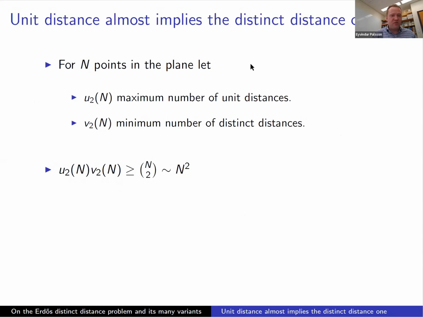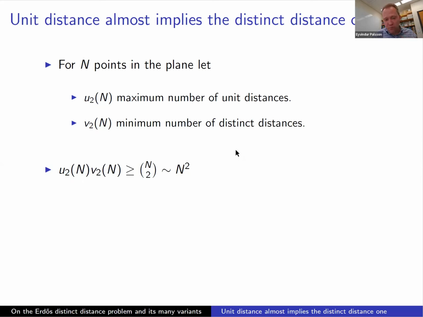Now, just to give you an idea of how difficult it might be, let's introduce some notation. Say u2 of n denotes the maximum number of unit distances, and v2 of n denotes the minimum number of distinct distances. If you take a set that achieves this minimum number of distinct distances, then each distance does not show up more than the maximum amount that it can. And so clearly this is an overcount of the number of distances you can have. The number of distances is just the number of pairs. And so the product of these two things is bounded from below by a multiple of n squared.